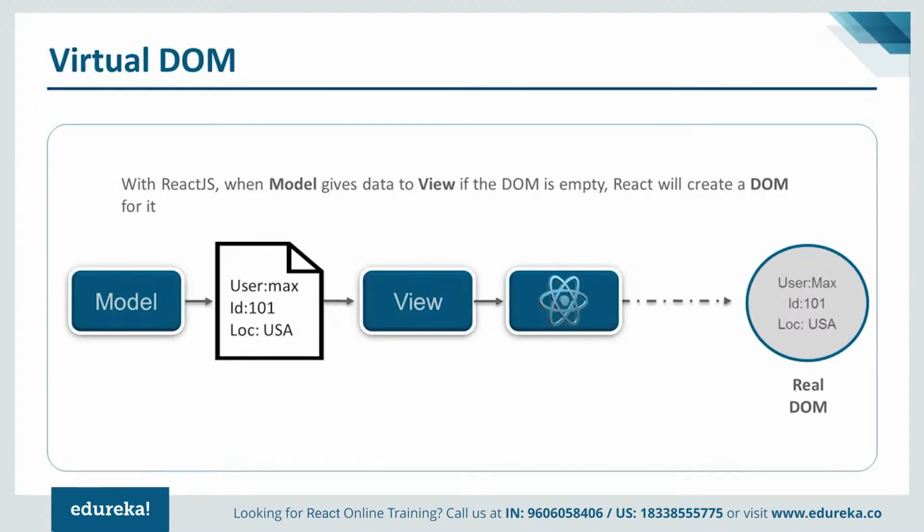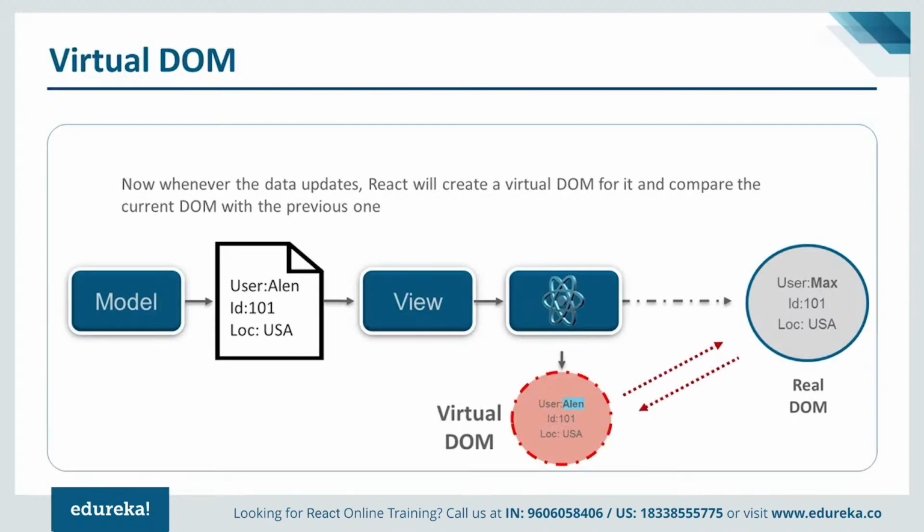With React, between the real DOM and the browser or the view, we have this virtual DOM which understands how the DOM will be updated. When the model gives the data to the view, if the DOM is empty, React will create a DOM for it, and whenever the data gets updated, React will create a virtual DOM for it, compare it with the previous one, and only apply those changes which are different. So the process happens much faster here.